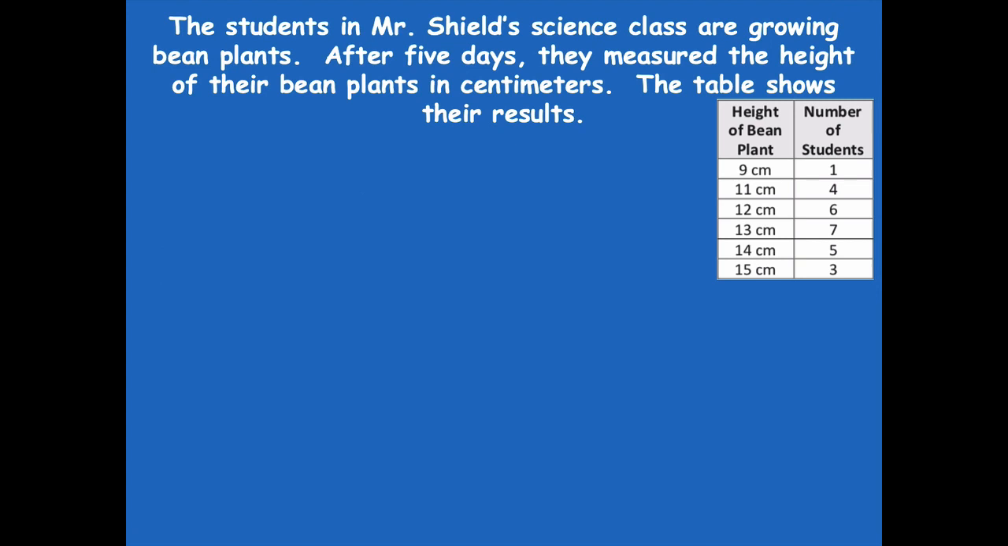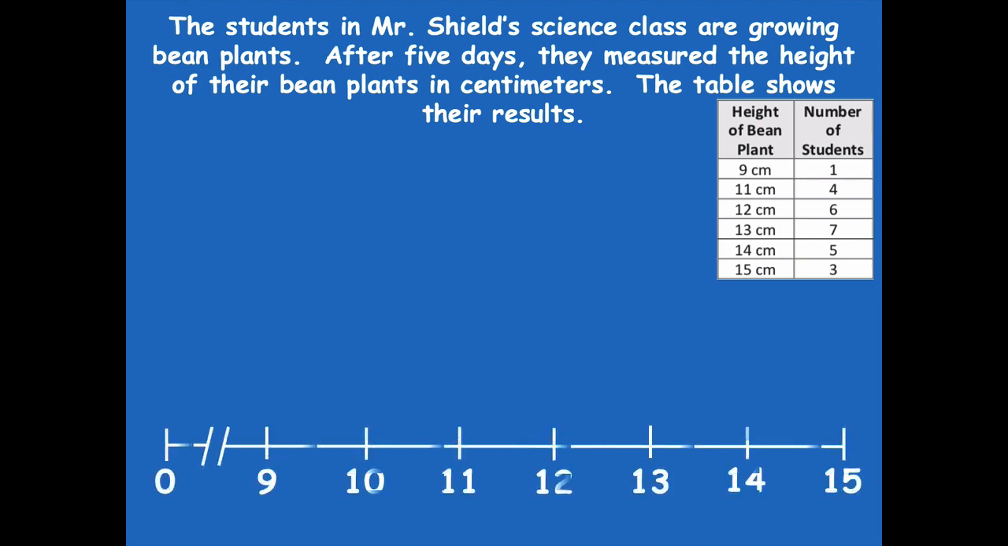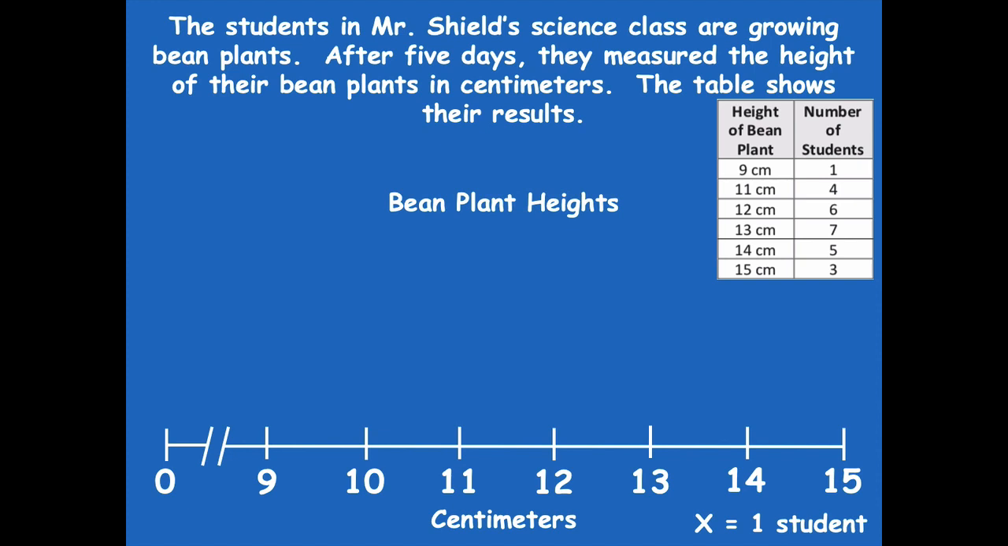All right, so here is my line plot. You ready? Notice here I have my double line to show that break, so I did not include numbers 1 through 8. We measured in centimeters. It told us that in our chart. And each x will represent one student who had a bean plant at that height. The title is Bean Plant Heights. That is what I'm showing in my line plot.